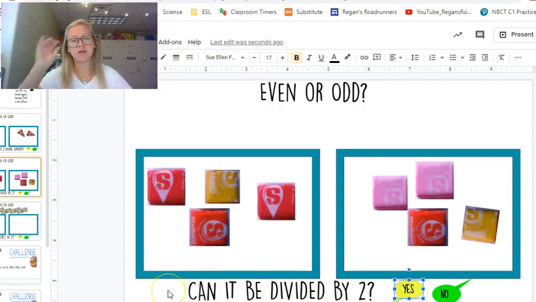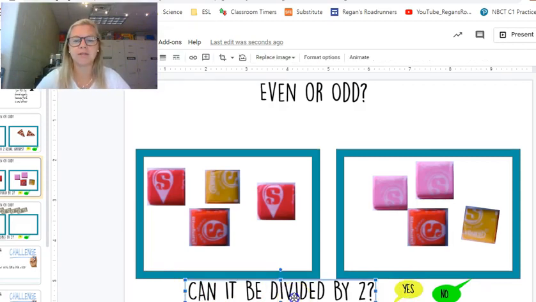Yes, it can. Notice the question is the same, I just now added a different word. Instead of split into two equal groups, I'm saying divided, because that's what division is. I'm splitting it equally into groups.